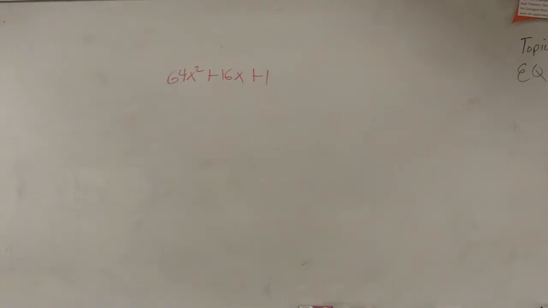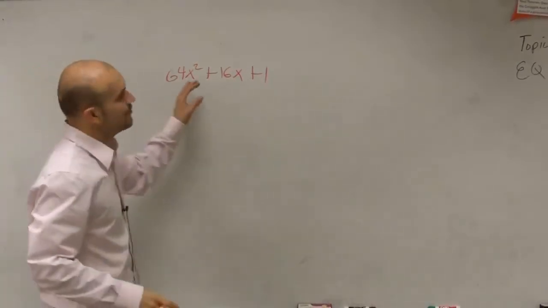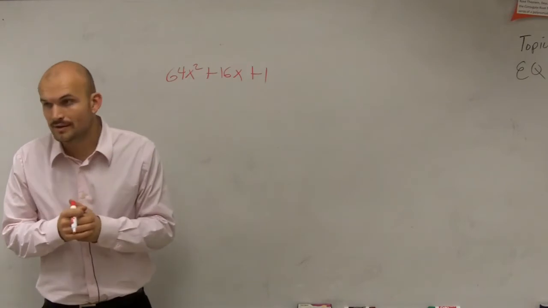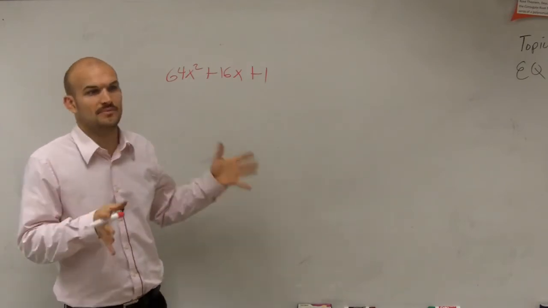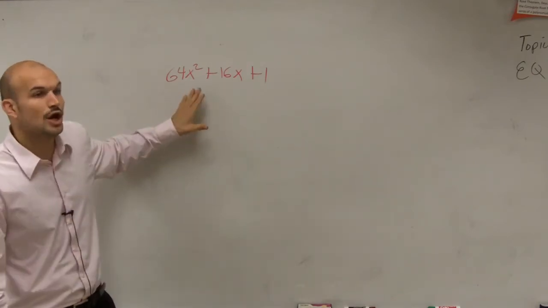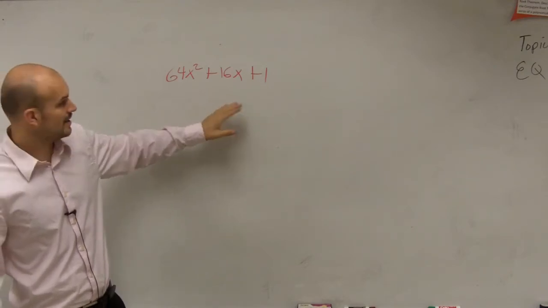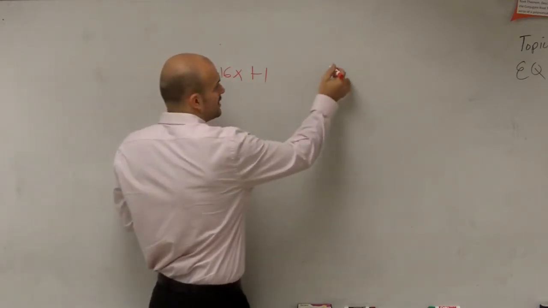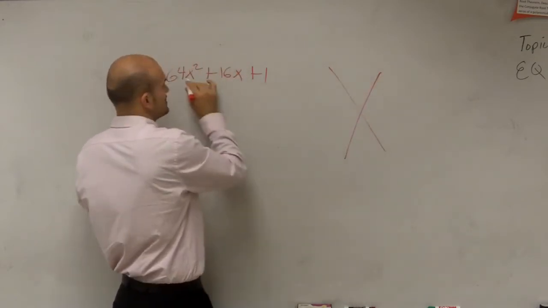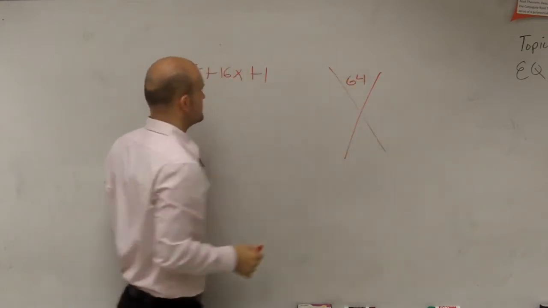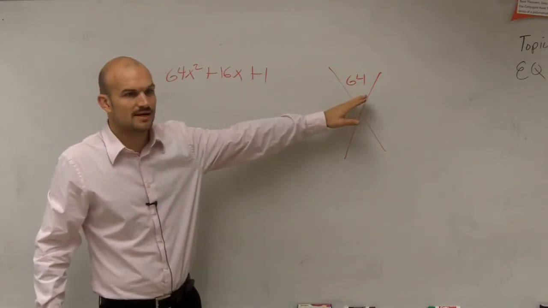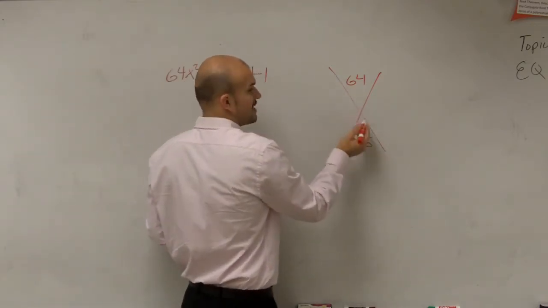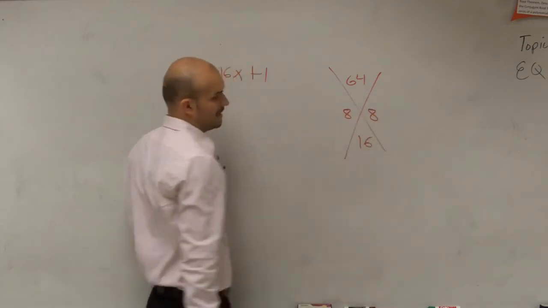OK, so ladies and gentlemen, what I'd like to do is show you how to factor 64x squared plus 16x plus 1. The big difference we see with this one is we have a large coefficient for x squared, but our c is 1. But remember, if we just follow what we've been working on, if I take my a times c, which would be 64 times 1, I'm going to get 64. And then what two numbers multiply to give you 64, but then add to give you 16? Well, that's going to be a perfect square trinomial, which would be 8 and 8.